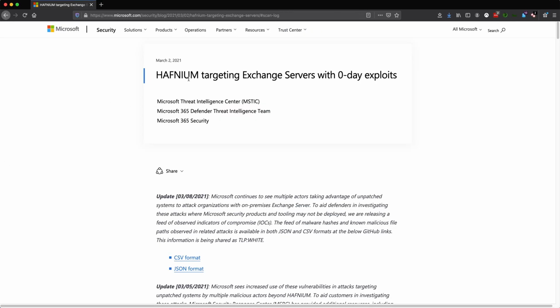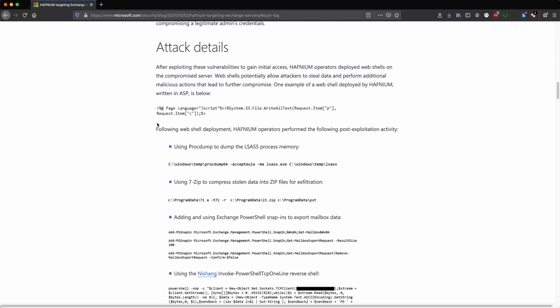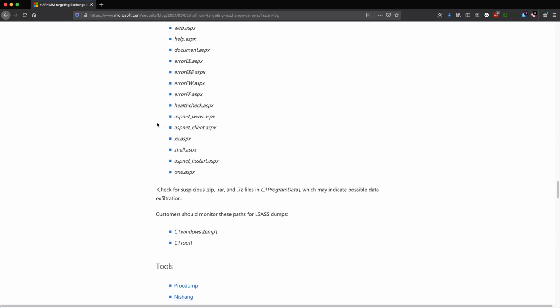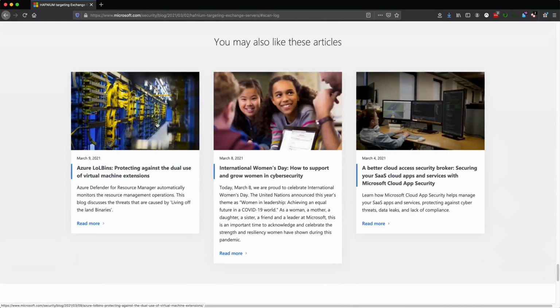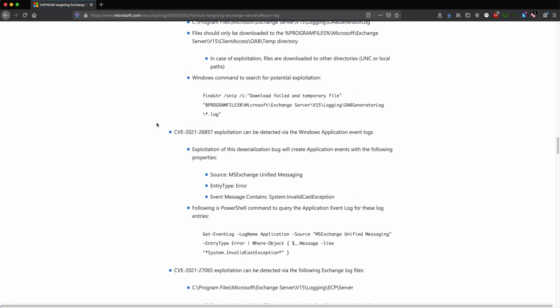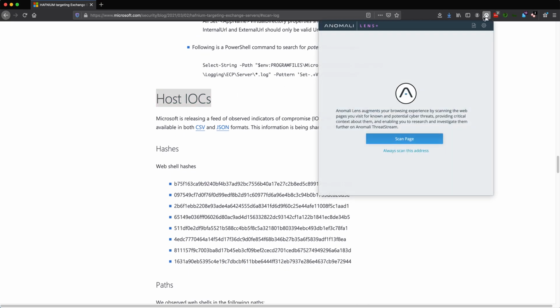So how exactly does an Anomali CISO or analyst find the problem quickly? Now, if we look at this blog that was written by Microsoft when this news broke, there's a lot of data contained here. CVEs, host IOCs, all kinds of different things that we need to run through and understand what the threat is all about. But the number one question that we need to answer is, are we affected by this? So what we can do is hook Match and Lens together on this page and run a scan to see if we are impacted.